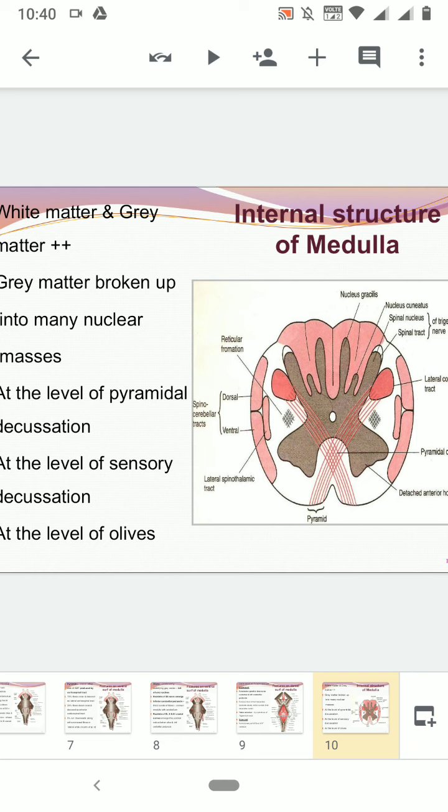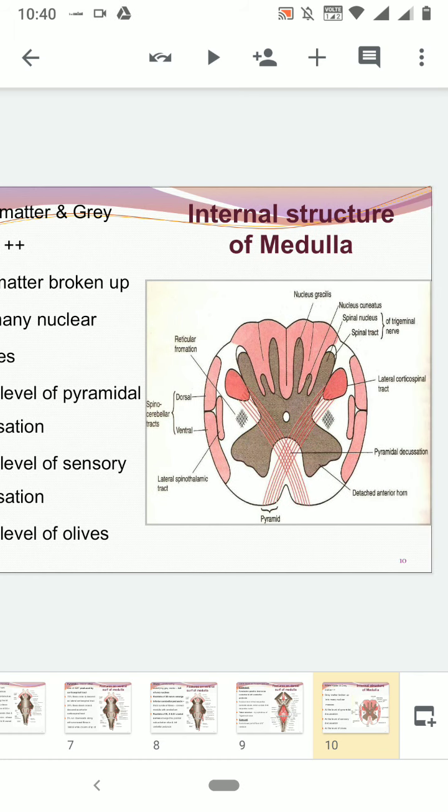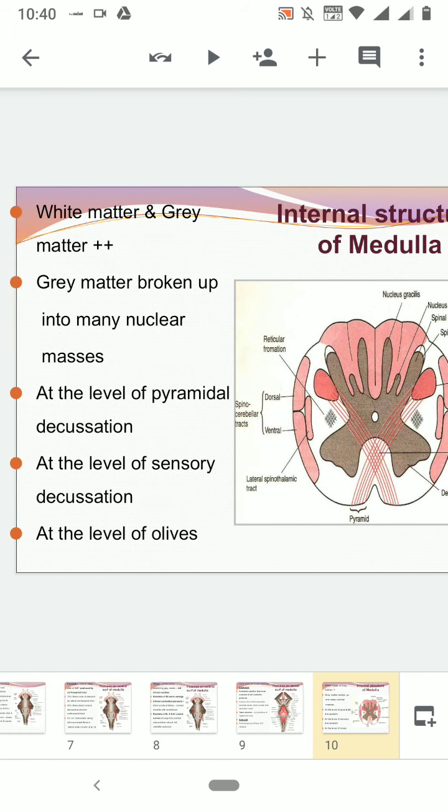This is called the great pyramidal decussation, and the pyramids you see on the ventral aspect, with the anterior median fissure on the ventral aspect. These are crossing and forming the lateral corticospinal tract. So if you see, these are the lateral corticospinal tract. Definitely this is the pyramidal decussation, which you have to concentrate on very much.